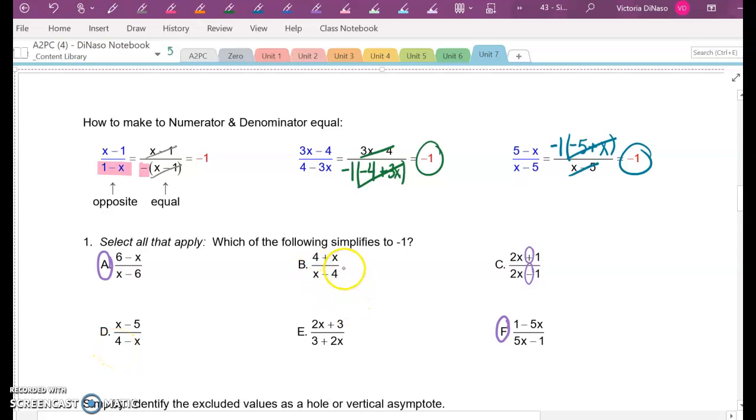The reason why B doesn't work is because in the denominator, if I were to pull out a negative 1 from this, we would have 4 plus x in the numerator divided by negative 1 times negative x plus 4. So by pulling out a negative number, you're just changing whatever one is negative. So now I made the x negative. These are non-opposites, therefore B is not an answer.